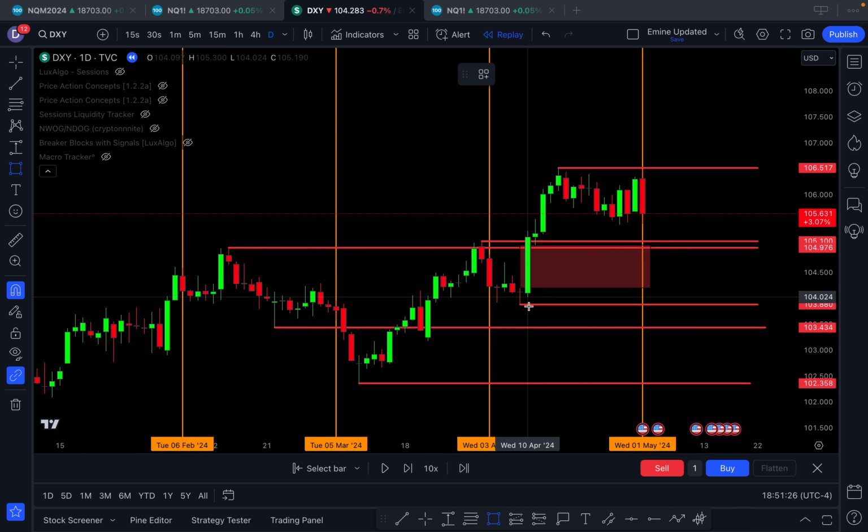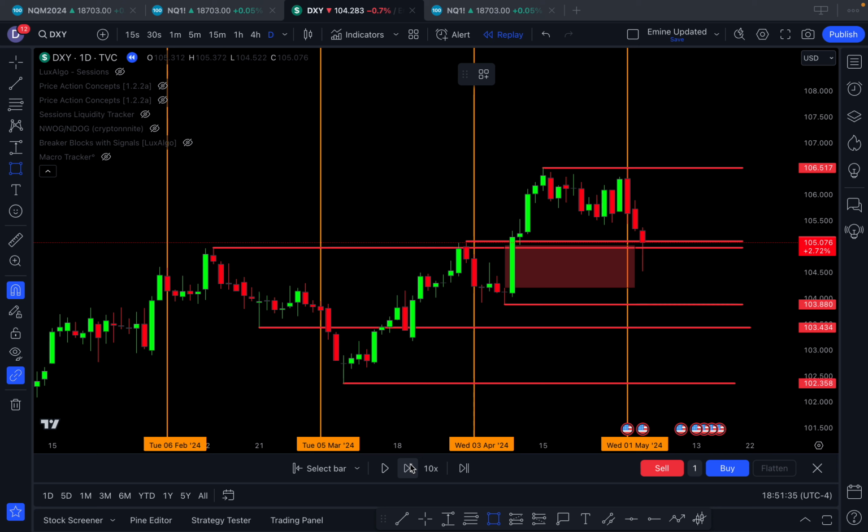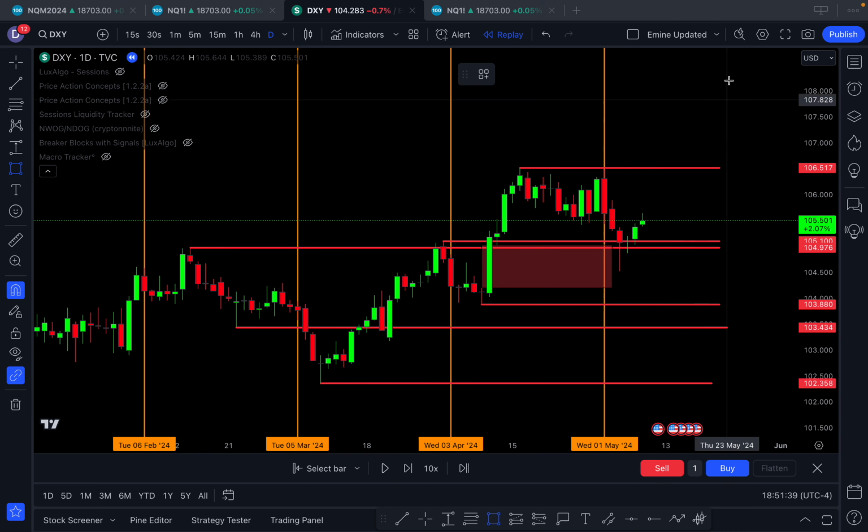So what's not been tested? This one, and this one, and this one. So then you can see that the market will start running to these levels. And if VIX is targeting these levels, then all the market's going to be pumping.